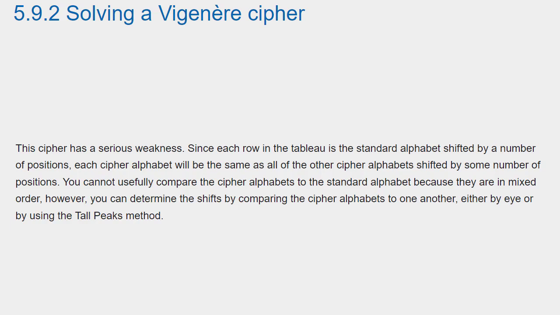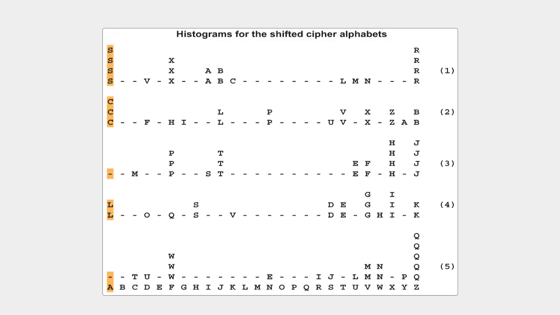Since each row in the tableau is the standard alphabet shifted by a number of positions, each cipher alphabet will be the same as all of the other cipher alphabets shifted by some number of positions. You cannot usefully compare the cipher alphabets to the standard alphabet because they are in mixed order. However, you can determine the shifts by comparing the cipher alphabets to one another, either by eye or by using the tall peaks method.